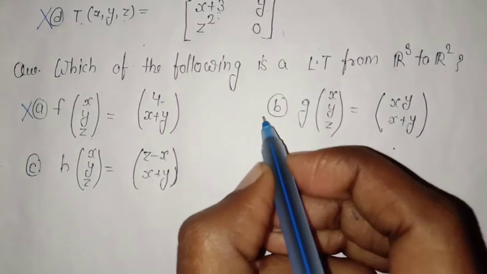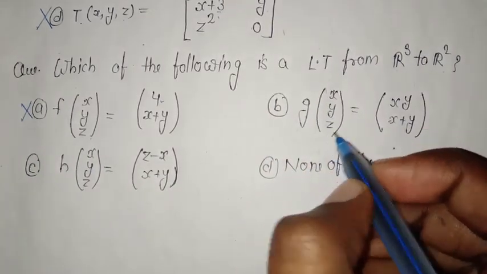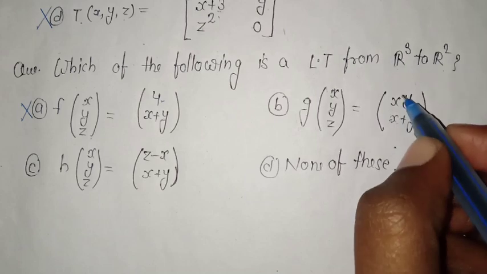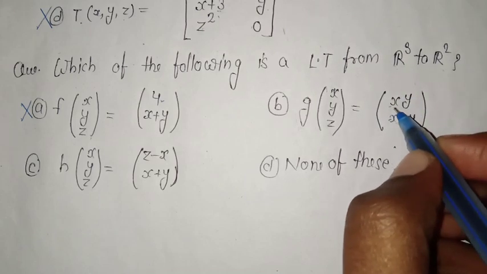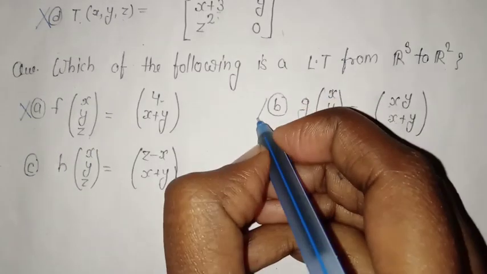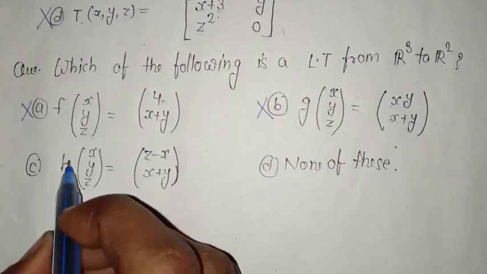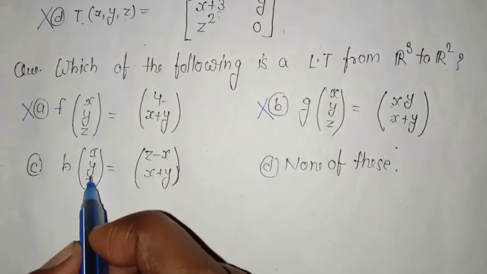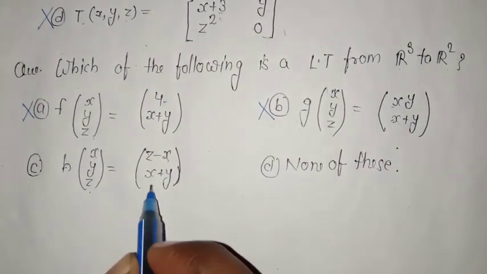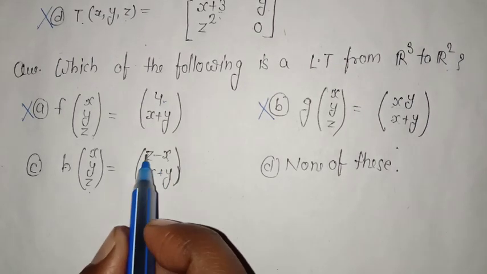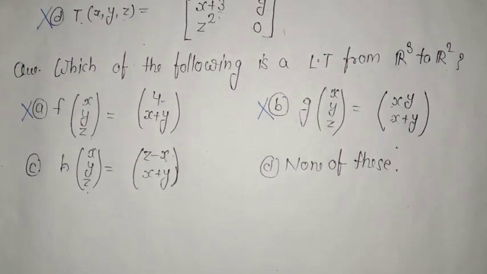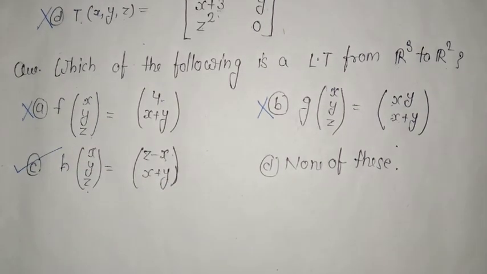Now just move to the next option. G of (x, y, z) equals (xy, x plus y). This term is not linear because the degree is more than 1. So this option is also not right. This is not a linear transformation. Now if we move to the third option, H of (x, y, z) equals (z minus x, x plus y). This is linear and all the properties of a linear transformation are satisfied by this option. That's why option C is correct. So I hope that the short trick related to linear transformation is clear to all of you.